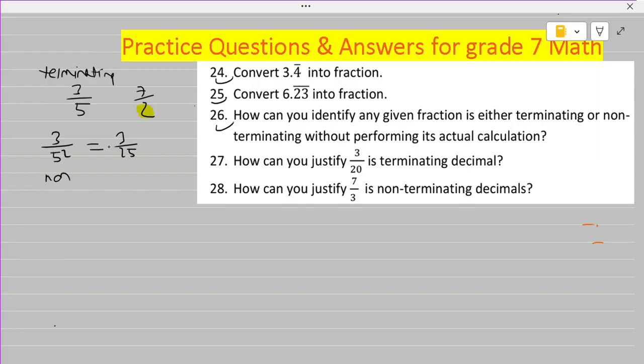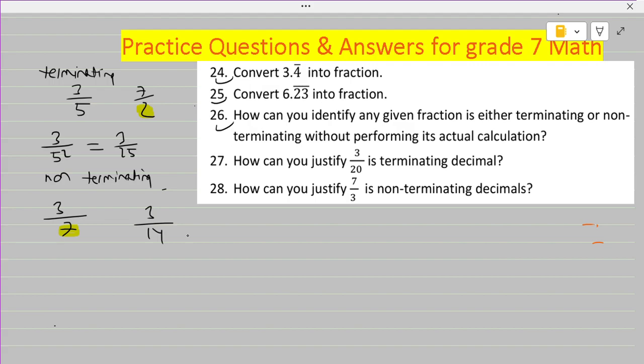And non-terminating, how can you identify? In non-terminating, the denominator consists of other factors than 2 and 5, right? Just like suppose there is 3 by 7, here the denominator is 7, which is neither 2 nor 5, so it's a non-terminating decimal. Suppose there is 3 by 14, there is 2 also, but other than 2 there is 7 also.